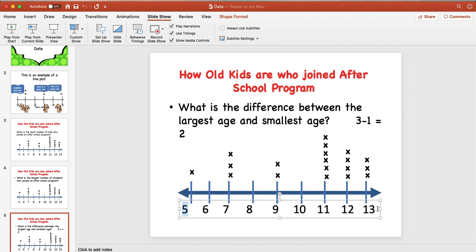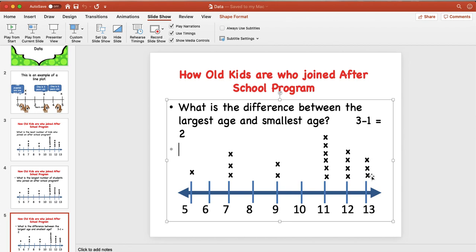There are 3 kids that are 13 years old, and there's only 1 student who is 5 years old. So if we subtracted the amount of students, it would be 3 minus 1, as I have over here, and the difference of that is 2. We just subtracted the amount of students who were the oldest and the amount of students that were the youngest. We got 3 minus 1 is 2.